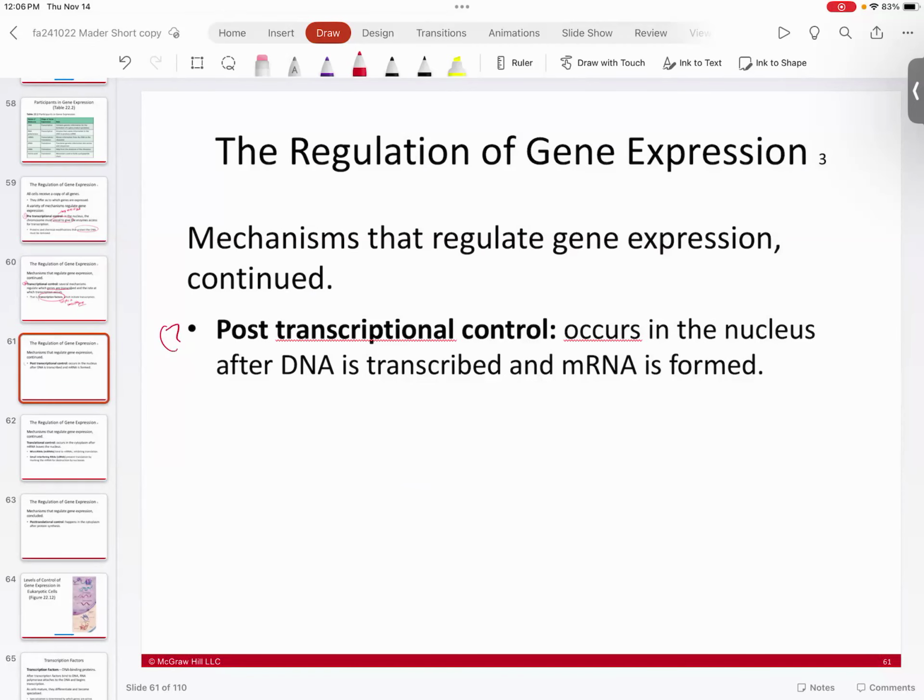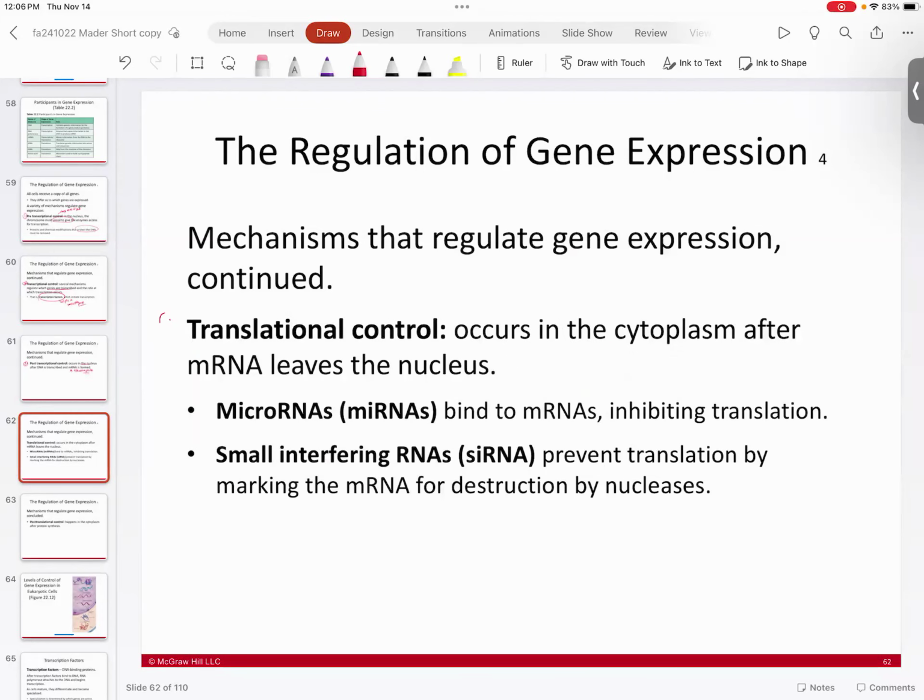And then you have what's called post-transcriptional control. This is basically, you've already done transcription. This typically will happen in the nucleus after the DNA is transcribed, and this is before the mRNA is finalized, right? So for instance, an example of post-transcriptional control would be alternative splicing. That would be a type of post-transcriptional control.